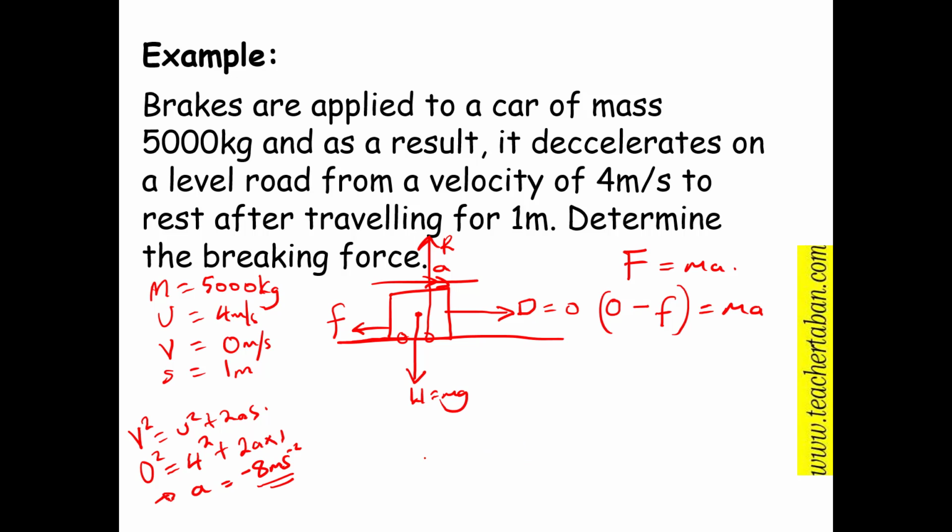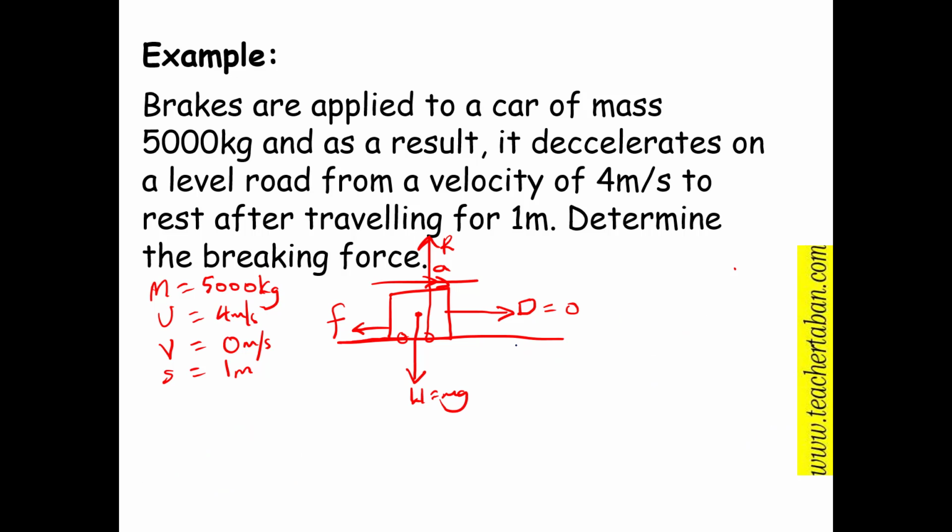So when I substitute this into the other equation, I'll end up with negative F equals 5,000 times negative 8. And the answer that I get will be a positive F, meaning that the braking force F is equal to 40,000 newtons. And that is my force. Now, that is using the normal way. Let's try the same question using the work energy theorem and see what we get.